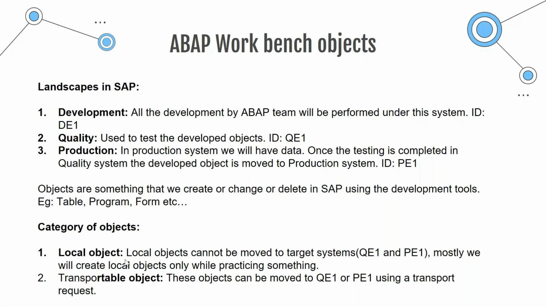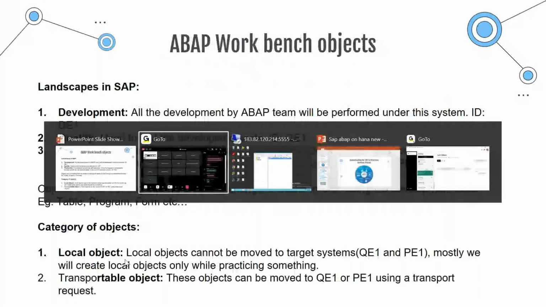So a local object cannot be moved to quality or production system. You should only use this when you want to test or practice something in development system. Transportable objects are normally the objects that you save in a TR, transport request, to meet the business requirement. Okay, so any doubts, anyone in this?